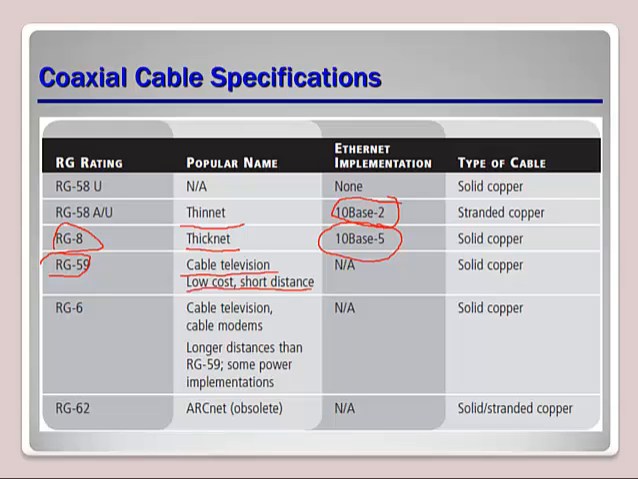All right, and then we have RG6. It is the stuff that's pretty much used these days for cable television and cable modems, with longer distance than RG59. Sometimes it can be used for power implementations because you can carry power across there. You may have seen a power amplifier on the side of your house installed by Comcast or whoever your cable company is, and these are usually using the RG6 standards. And then there's RG62, which is ArcNet, and that's obsolete.